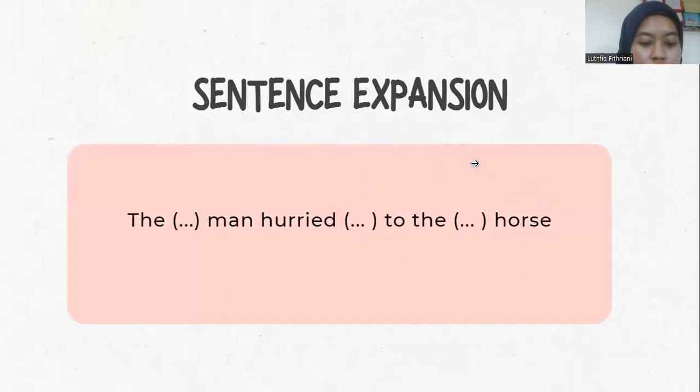For example, as you can see on the screen, the teacher will give a sentence to the students with some missing words, and the students are required to fill the missing words with the appropriate vocab or phrases according to the sentence context. The blah blah blah man hurried blah blah blah to the blah blah blah horse. Can you fill these missing words, everyone? If you can fill the missing words, you can write your answer in the comment section below.